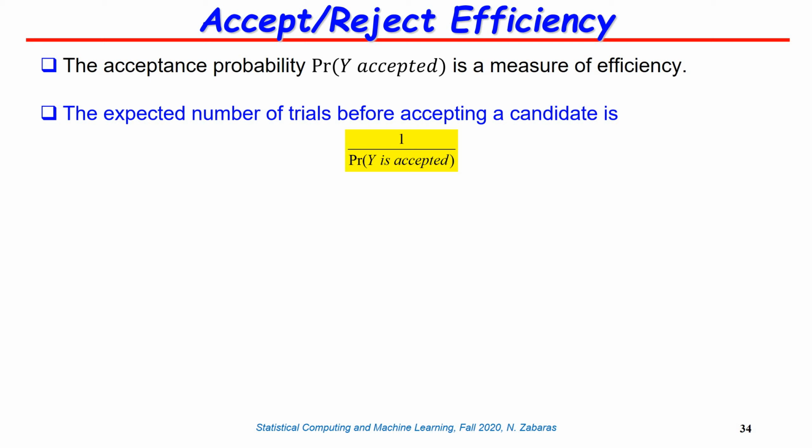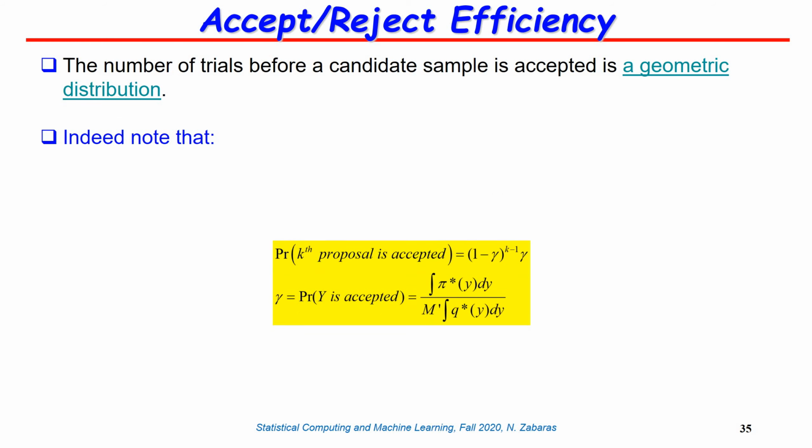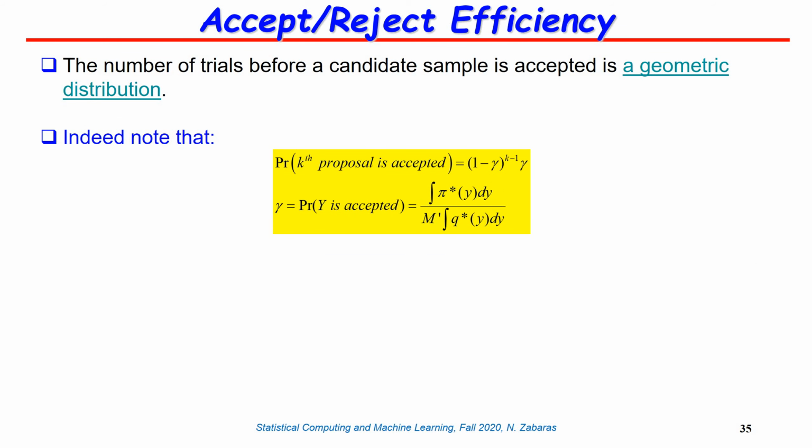Okay, so let me repeat this. If you take 1 over the probability of y being accepted, that gives you the expected number of trials before you accept a candidate from the proposal distribution. Okay, now you may say, that's weird, where is that coming from? Why does 1 over the probability of acceptance give me the expected number of trials before I accept a sample? And the proof is actually very simple.